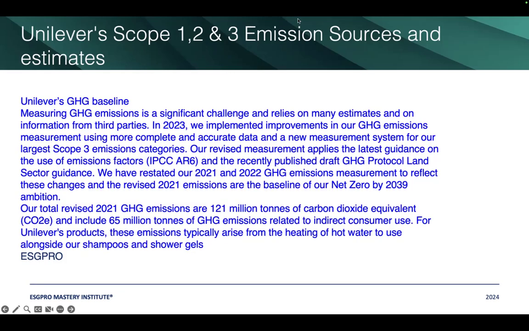What I'm trying to explain you here, even though you just started learning it and you have experience as well, is that you can change your baseline. Baseline is not established forever. It can change the moment you change any process of measuring it. For example, here they have said that their revised measurement applies to latest guidance of IPCC AR6.